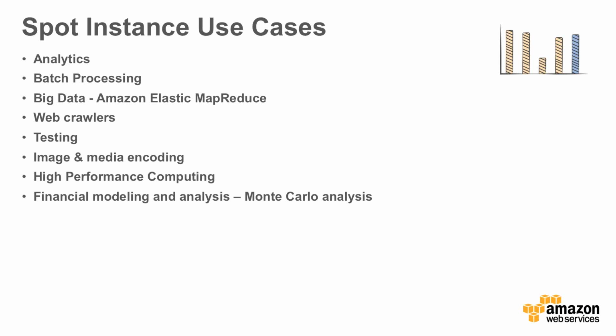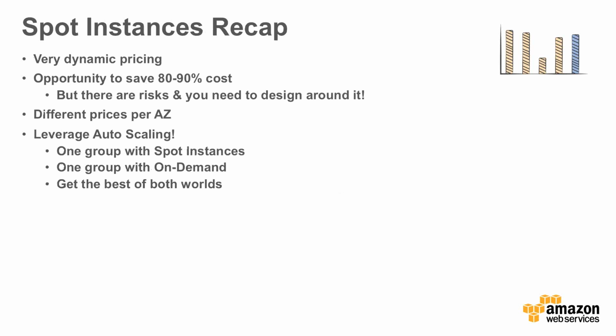So just to recap, spot instance pricing is very dynamic, and there is opportunity for you to save 80 or even 90% of the cost when compared to on-demand pricing. However, please bear in mind that not all applications running in the cloud are suitable for spot instances, and I would highly recommend that you design around it up front. Finally, you can take advantage of spot instances with auto-scaling using the auto-scaling launch configuration and get the best of both worlds, the spot and on-demand instance pricing.